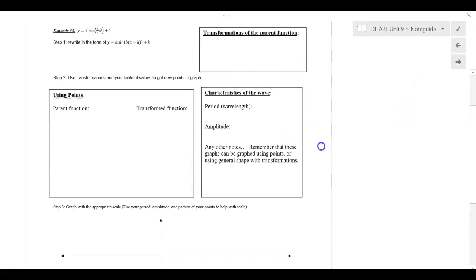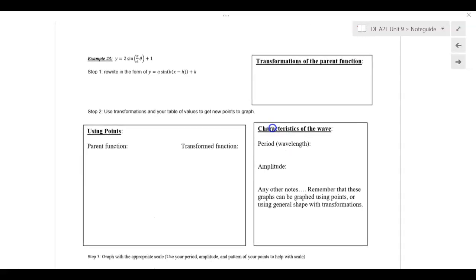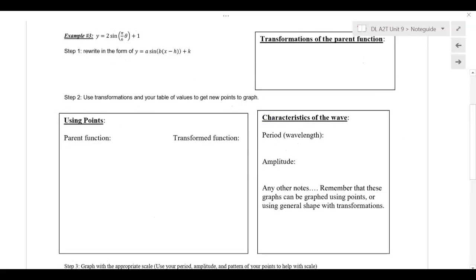All right, for the sake of the time of your video notes, I am not going to go through the entire example 3. I will post an extra video if you want to go through and do it. I'm just trying to be cognizant of what you may have going on.